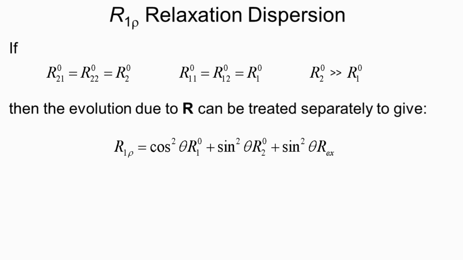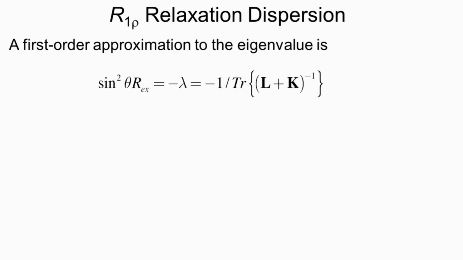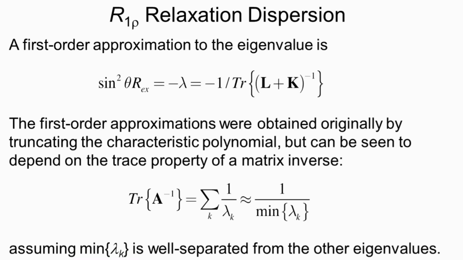I'm not going to derive that. We could derive that expression, if we wanted to, by a similar procedure to what we used in deriving the rotating frame equations at the beginning of this class. And that means then we can approximate the sine squared theta REX part as the negative eigenvalue of simply the L plus K matrix. And that's a little bit of a savings in effort. So that's our first order approximation.